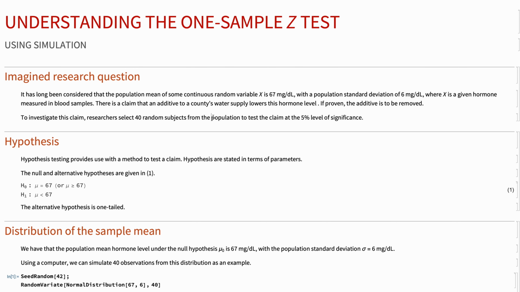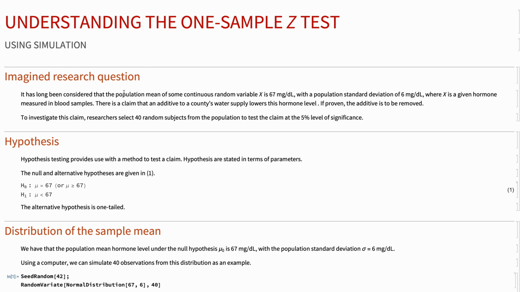And so I've opened this notebook, Understanding the One Sample Z Test for Population Mean. So we're going to just use simulation to better understand or get some intuition behind hypothesis testing in this very simple case where we have a mean under a null hypothesis. So here's our imagined research question. It's just made up, so let's have a look at it.